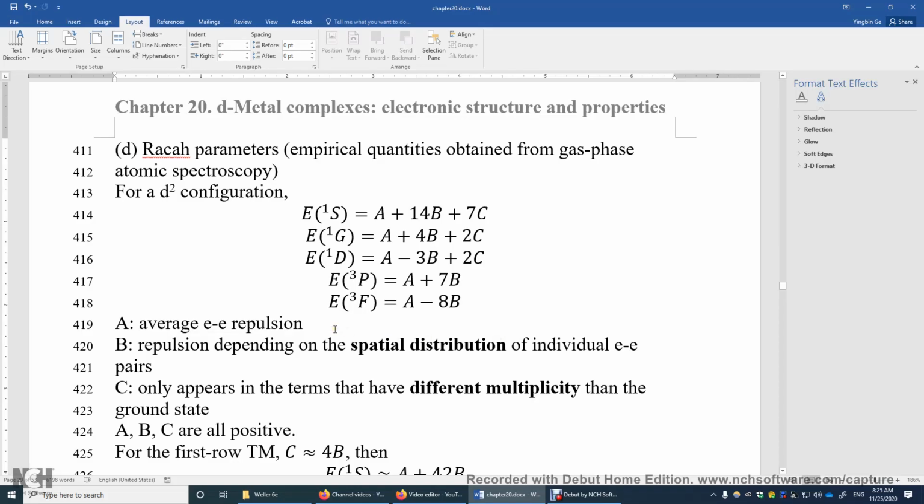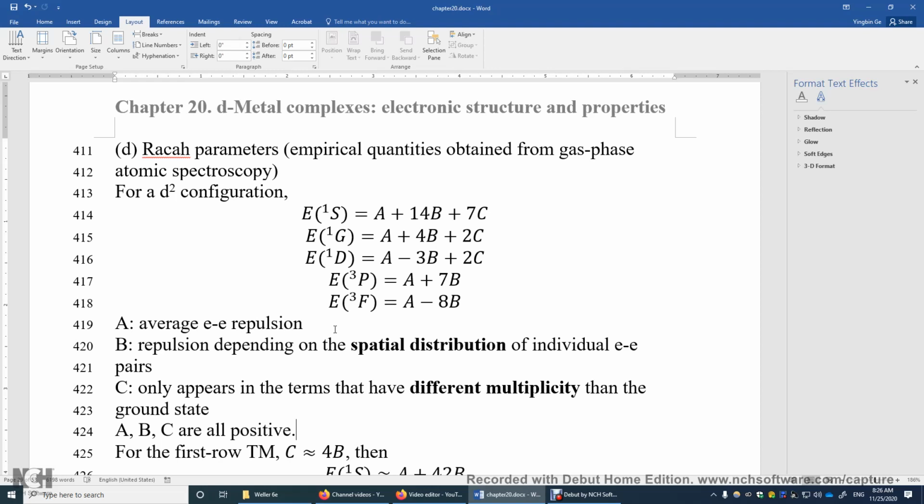Section 20.3, Electronic Spectra of Atoms. Subsection D, Racah Parameters. Racah parameters are empirical quantities obtained from the gas phase atomic spectroscopy of transition metals. To my knowledge, they are not derived theoretically from first principles. So now let's look at one example.